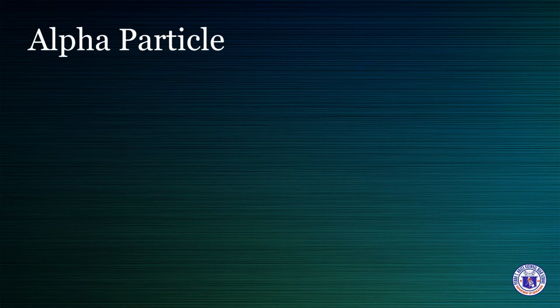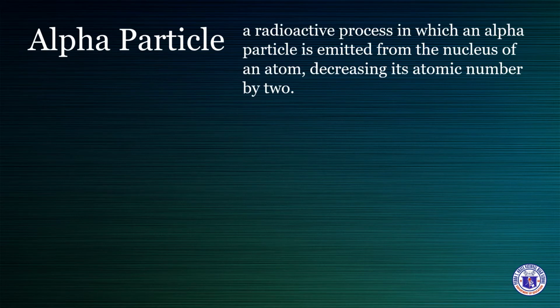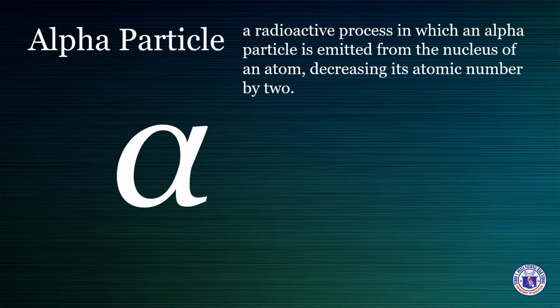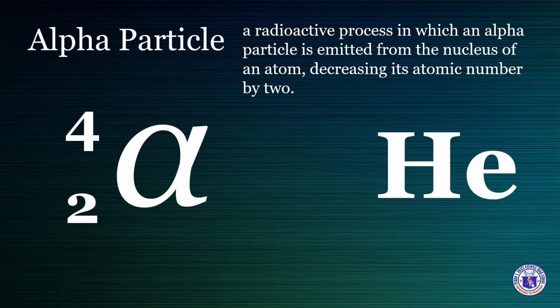First, alpha particle. Alpha particle is a radioactive process in which an alpha particle is emitted from the nucleus of an atom, decreasing the atomic number by 2. This is the symbol. The alpha particles have a mass of 4 and a charge of 2. It has the same nuclei as a helium atom, that is a mass of 4 and a charge of 2. Therefore, we can also write it either way.